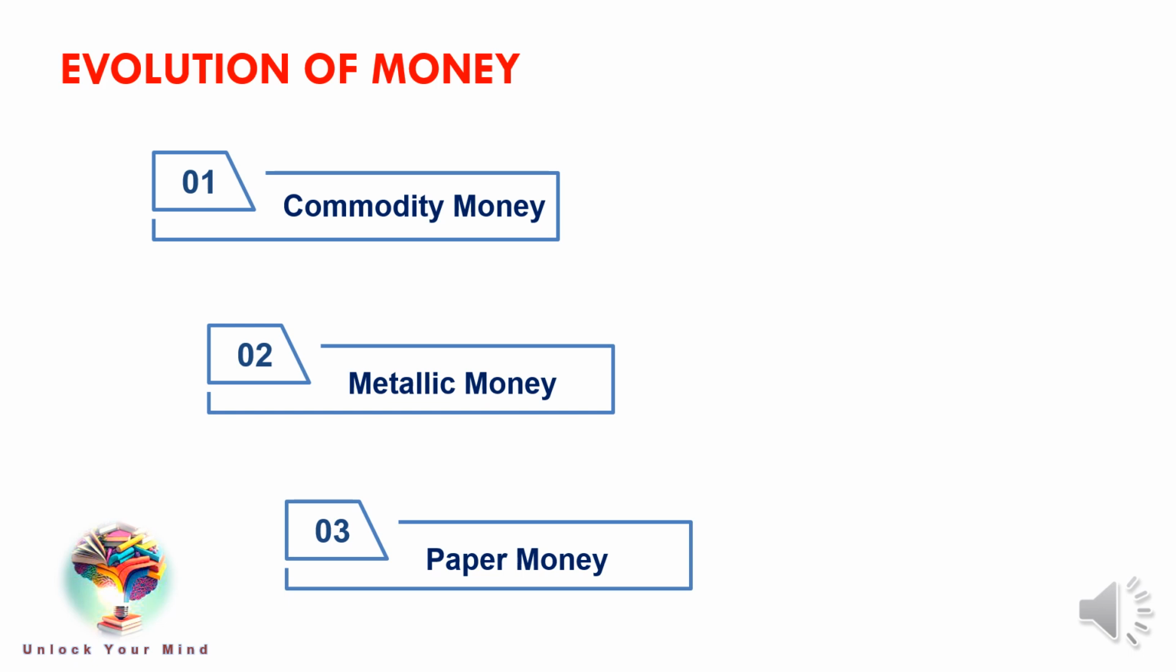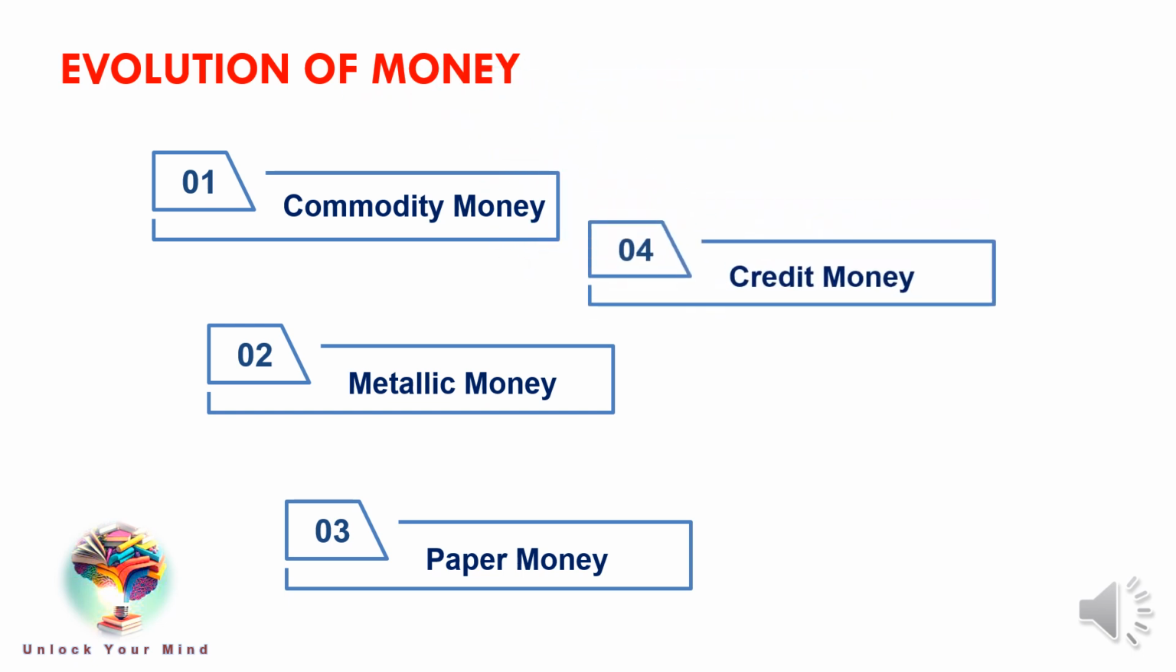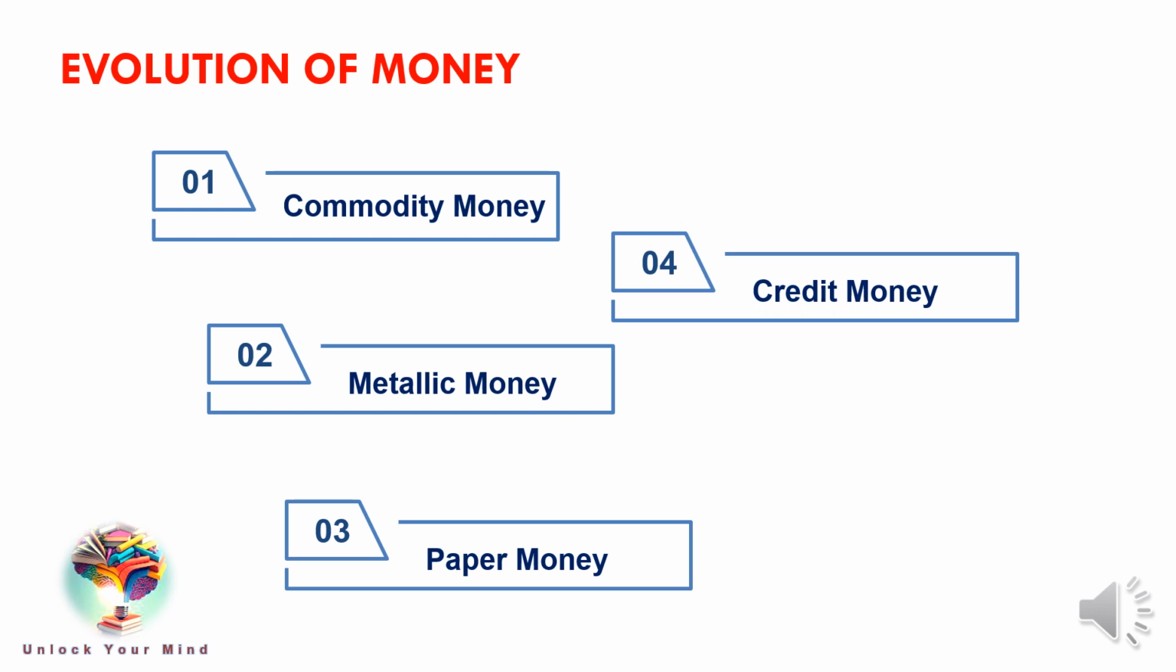Later on, the issue of paper money was left in the hands of the commercial banks. Nowadays, the central bank of a country has been given monopoly power to issue paper notes and currencies. Then we switch over the evolution of money to credit money. Another type of money in the modern world is credit money or bank money, like checks, drafts, promissory notes, etc.